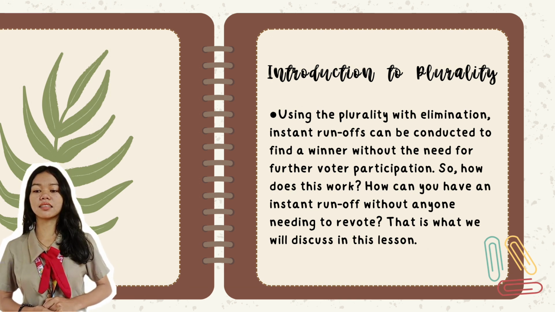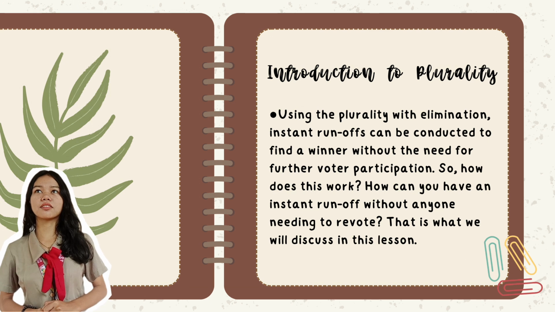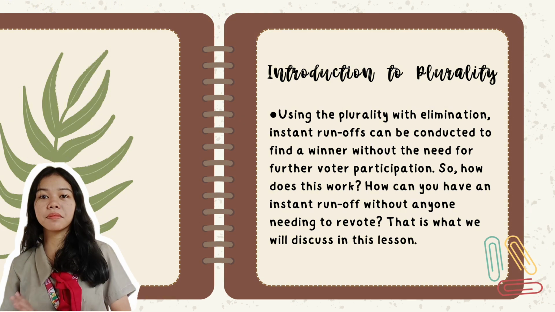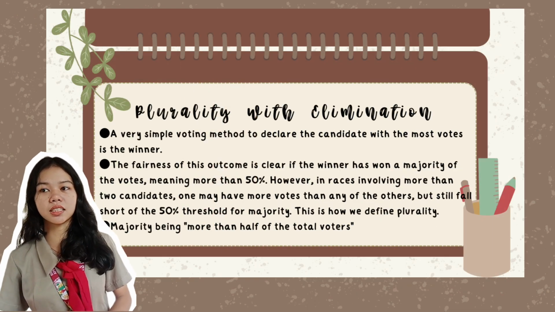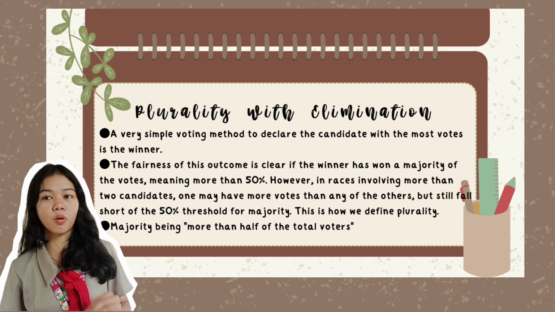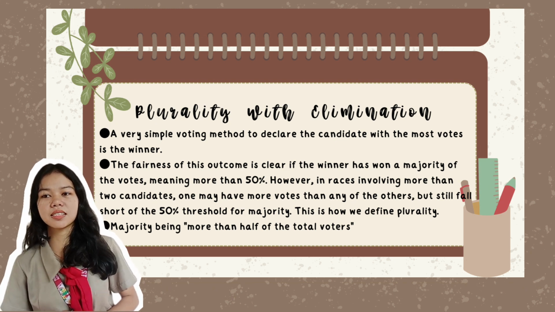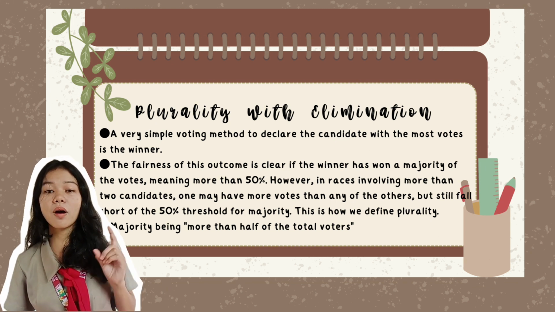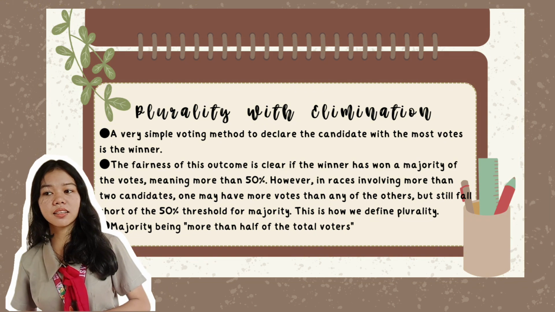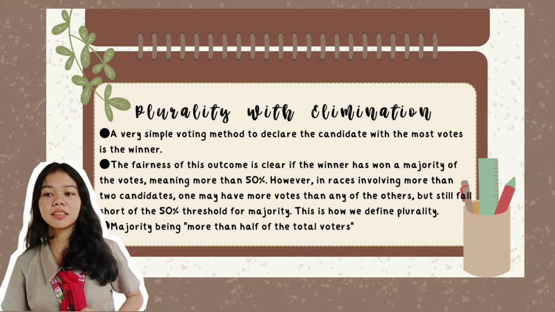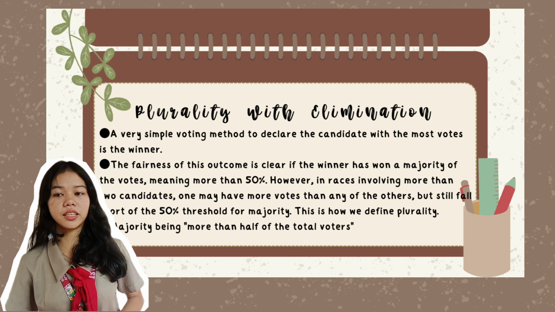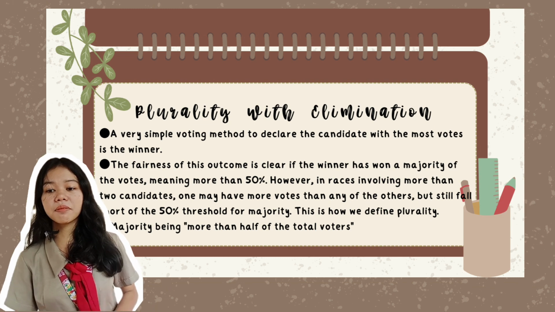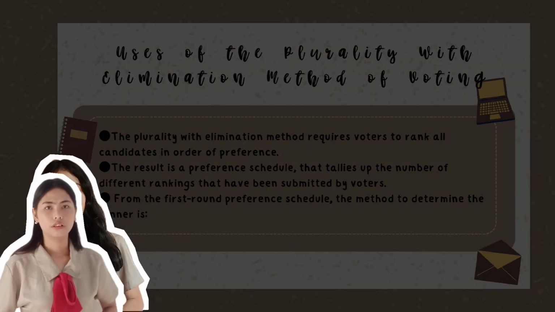So, how does this work? How can you have an instant runoff without anyone needing to revote? That is what we will discuss in this lesson, plurality with elimination. Plurality is a very simple voting method that declares the candidate with the most votes the winner. The fairness of this outcome is clear if the winner has won a majority of the votes. However, in races involving more than two candidates, one may have more than any of the others but still fall short of 50%. This is how we define plurality, majority being more than half of the total votes.